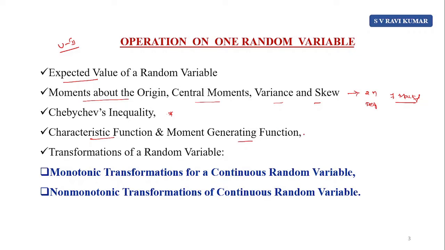In the transformation of a random variable, you may get one question from monotonic or non-monotonic random variable. So a compulsory question from this topic, and out of these two, you may get one question on Chebyshev inequality or characteristic function or moment generating function.